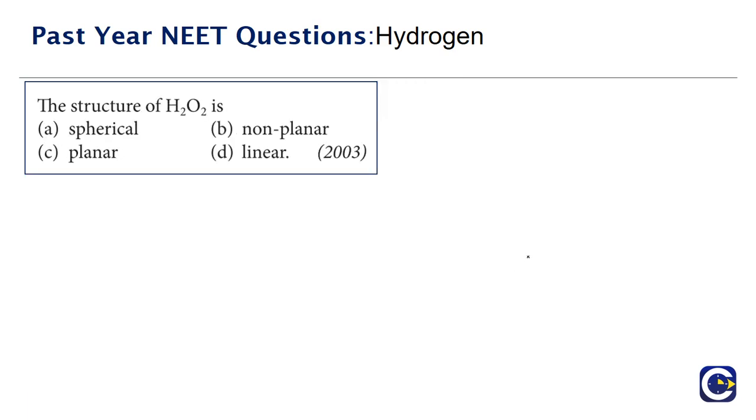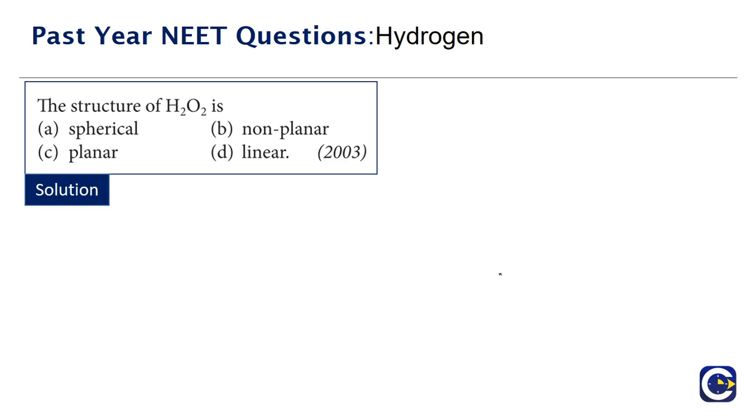Moving on to the next question. This is a question that came in 2003. The structure of H2O2. As we can see, quite a number of questions would come from this hydrogen peroxide related area. The options given for the structure of H2O2 are spherical, non-planar, planar and linear.